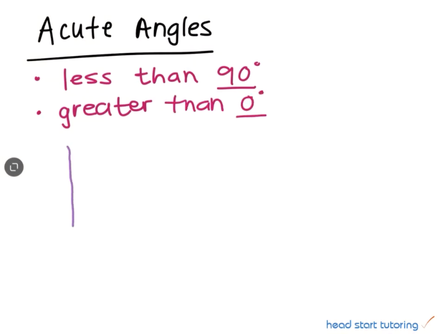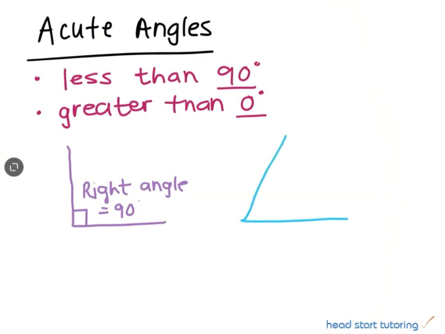So what is a 90-degree angle? A 90-degree angle looks like this. This is called a right angle, which is equal to 90 degrees. Right. So an acute angle will therefore be less than 90 degrees. So there's your acute angle.